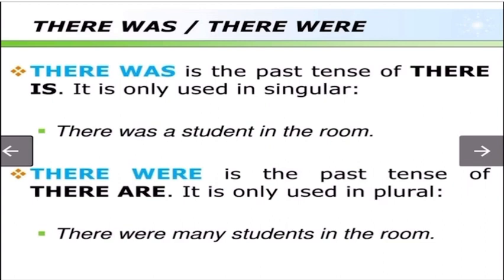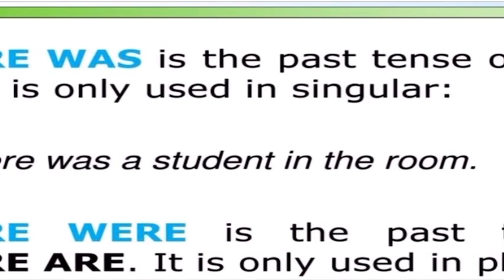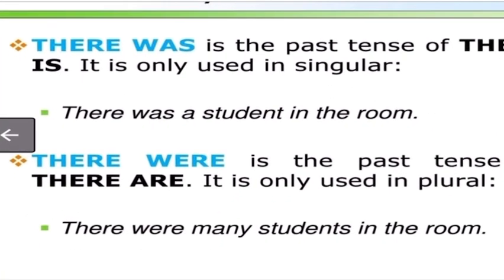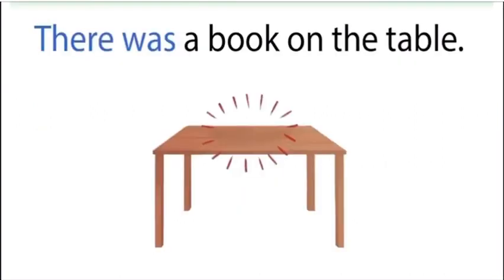As in this example, there was a student in the room. We have there was, then we have a, then we have student without any s because it is there was. In here we have there were many students in the room. We have students, not student, because we have there were. There was a book on the table. We didn't say there was a books on the table. We say there was a book on the table.